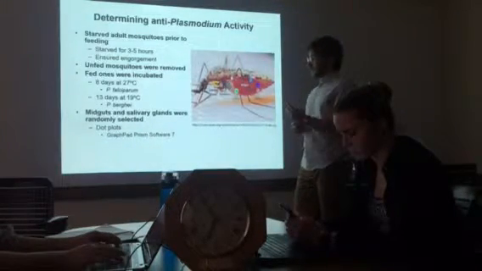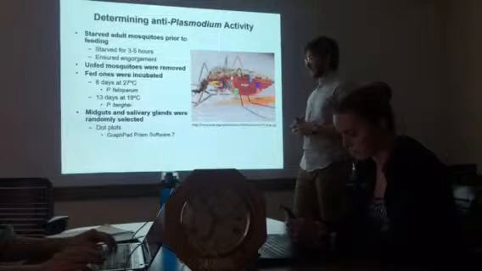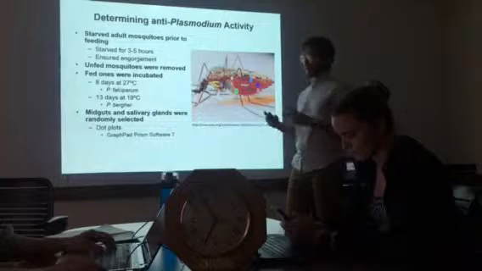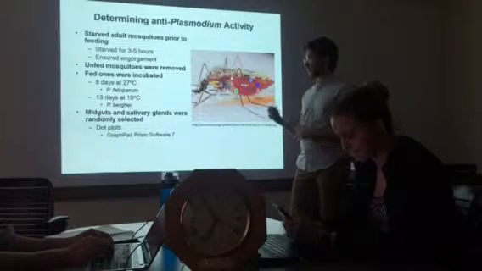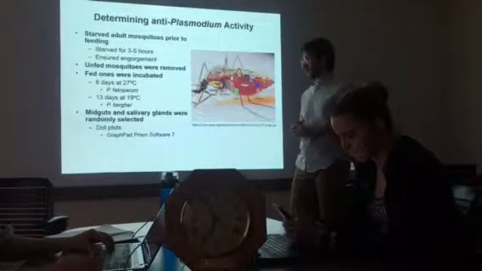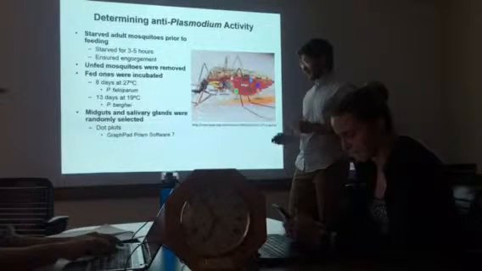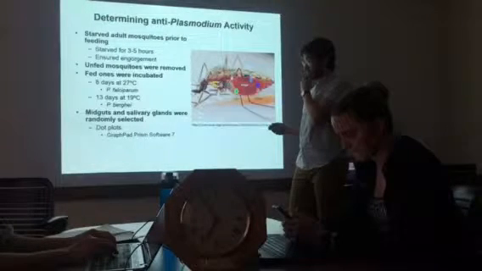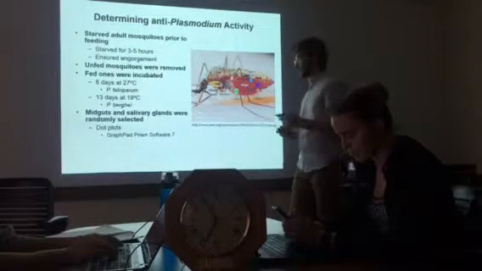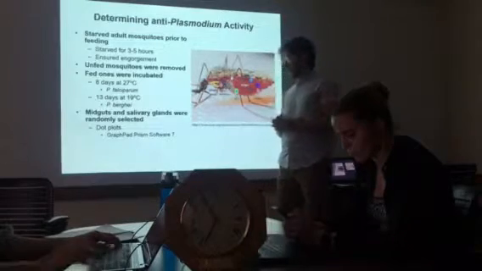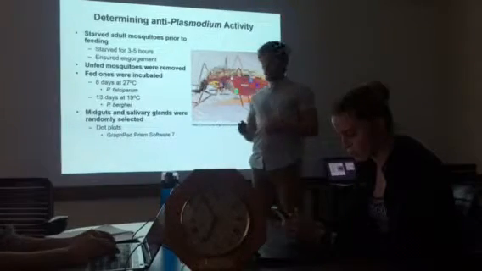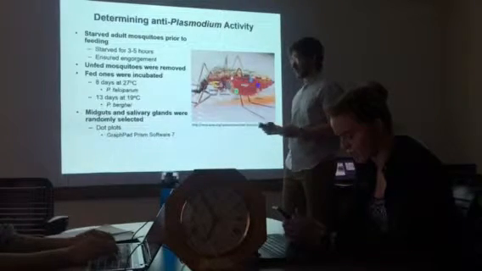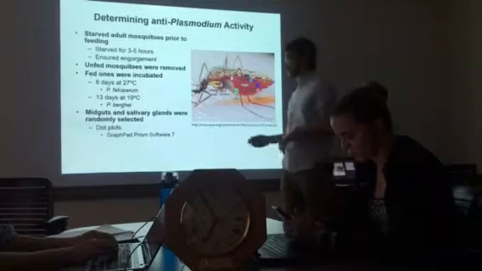So before feeding, they starved the adult mosquitoes for 3 to 5 hours. And this way, it would ensure engorgement, so no mosquitoes would just be half fed. Unfed mosquitoes were removed, and the fed ones were incubated for 8 days at 27 degrees Celsius for the falciparum, and then 13 days at 19 degrees Celsius for the Plasmodium yoelii. The midguts and salivary glands were then randomly selected, and they were studied, and then they generated dot plots using that just to give a visual of the results.